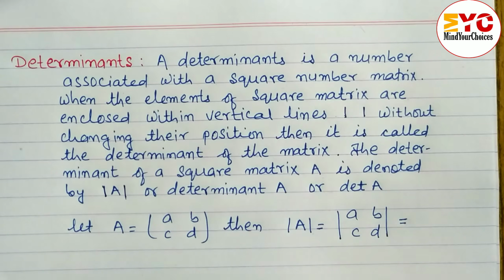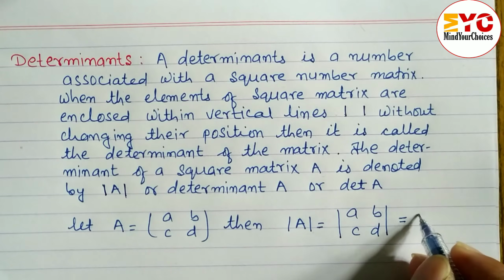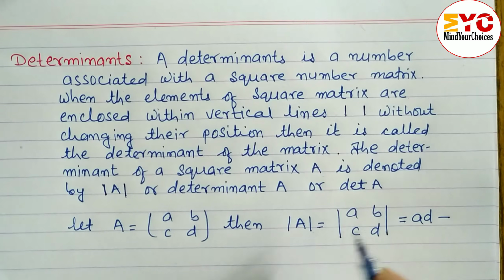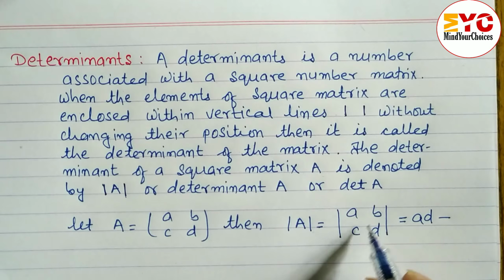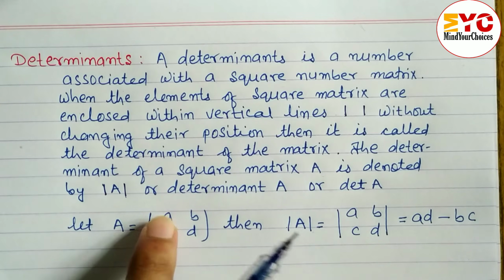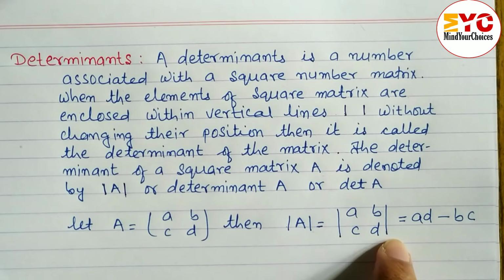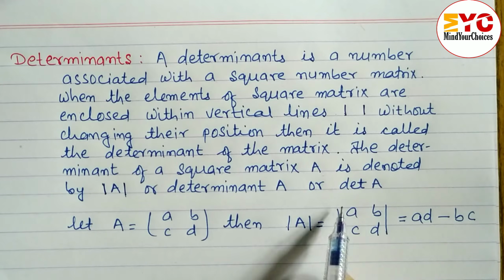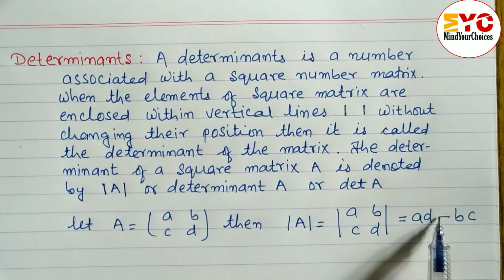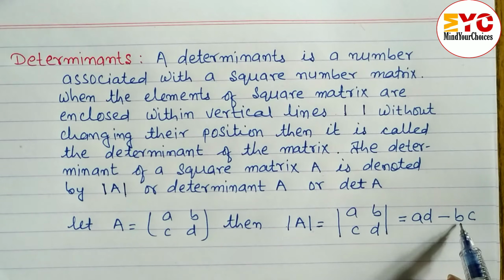First of all, we multiply the main diagonal, a into d, minus the non-diagonal, c into b, or you can write b, c. Again, determinant A is equal to: we write each and every element without changing their position, a, b, c, d. After that, to find the determinant we multiply the main diagonal, a into d, ad, minus, always minus, and then the non-diagonal, c into b, bc or cb, you can write.